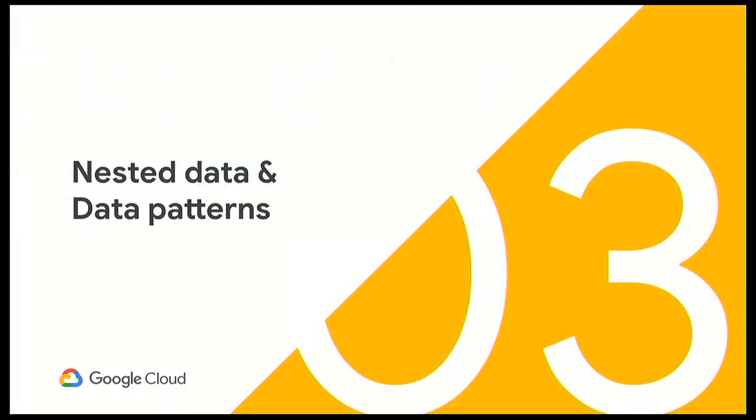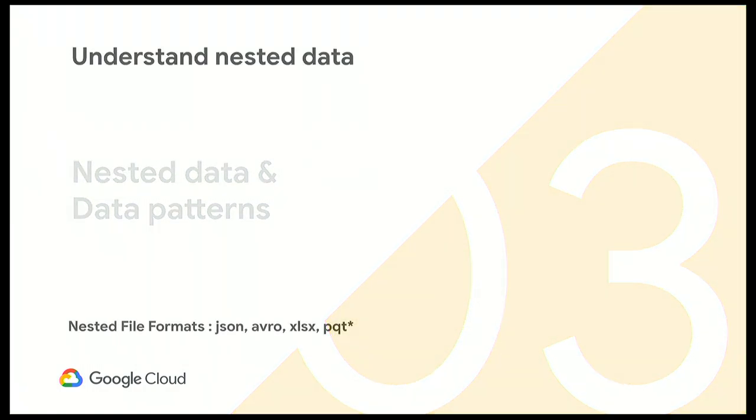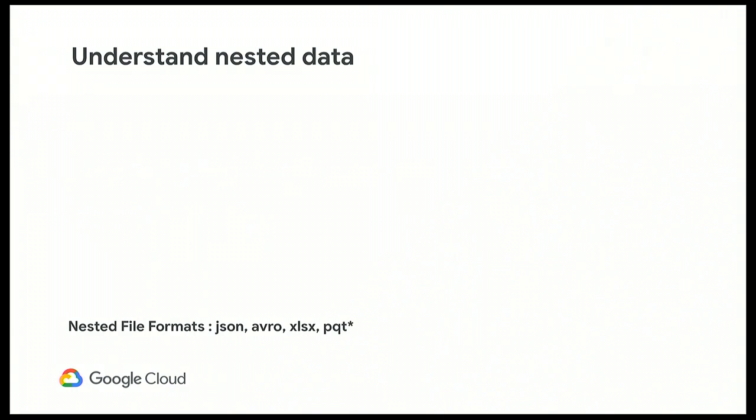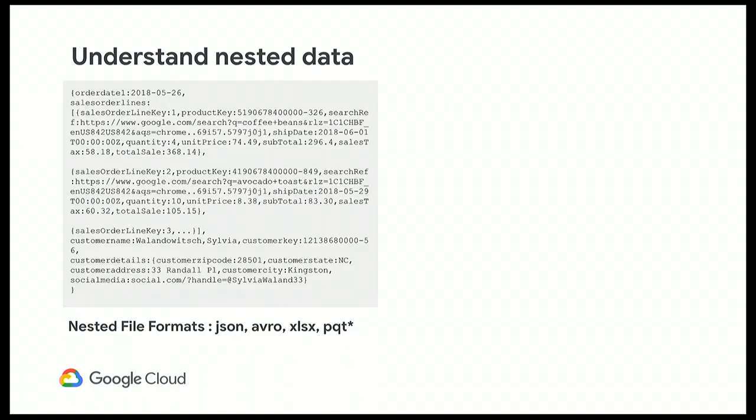I'll cover the first two, nested data and data patterns. And then, like I said, we'll actually demonstrate some of these. So thinking of nested data, right, often users start off with nested file formats, right? So JSON, Avro, XLS, Parquet. That's just the starting part of that, right? So let's take a look at what this looks like.